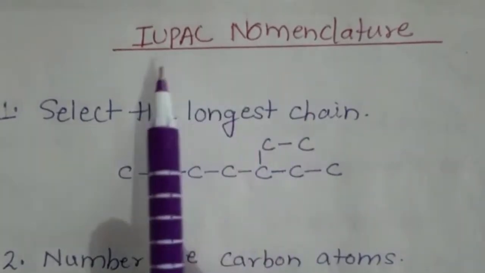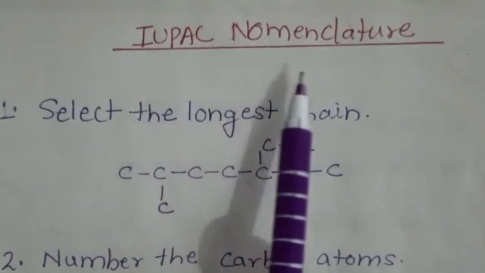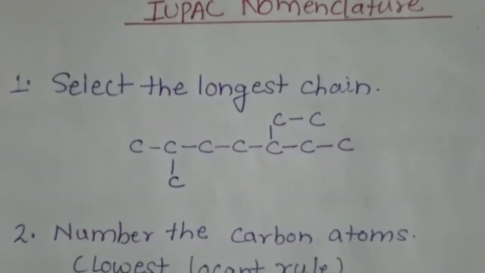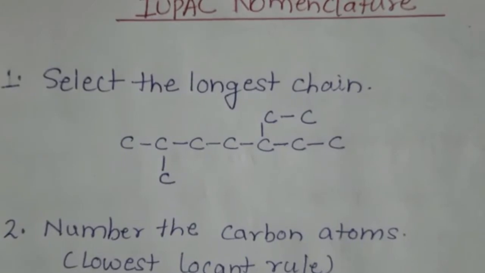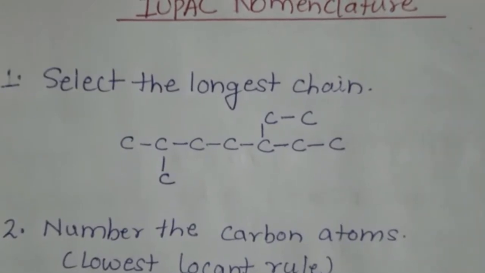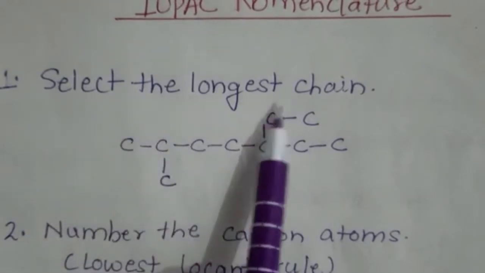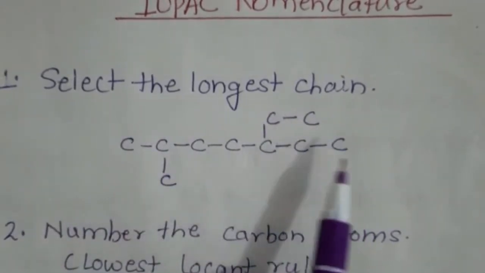Let us study some basic rules of IUPAC nomenclature today. Now, while giving the IUPAC name to a compound, the first rule is that you have to select the longest chain containing the maximum number of carbon atoms.